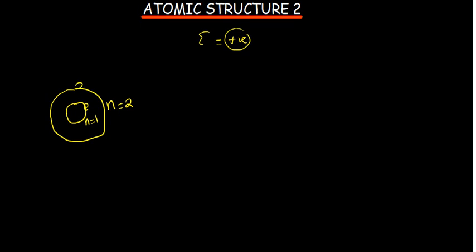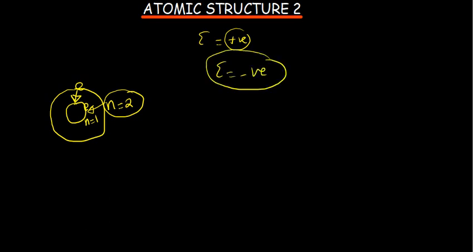If an electron is here and it loses energy, it's going to drop. That means if an electron is in the second energy level and it jumps to the first energy level, just know that the energy is going to be negative. Why? Because energy is lost for that to happen. So even as you calculate these questions, it should make sense.